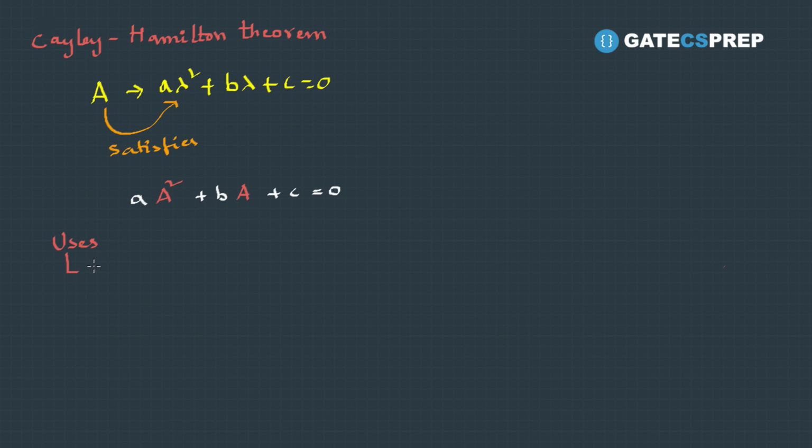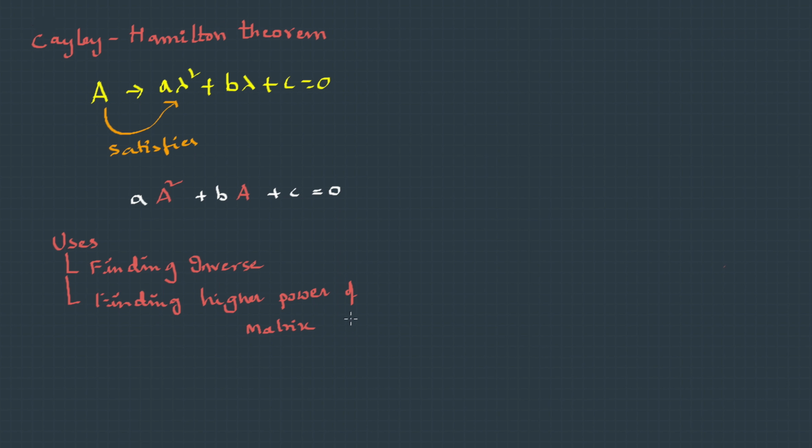And fundamentally, this is used in two places. The first one, finding the inverse. The second one, finding the higher power of a matrix, something like A power 5 or maybe A power 4 and so on. First, let's learn how you find the inverse using the Cayley-Hamilton theorem. Here we have a question.